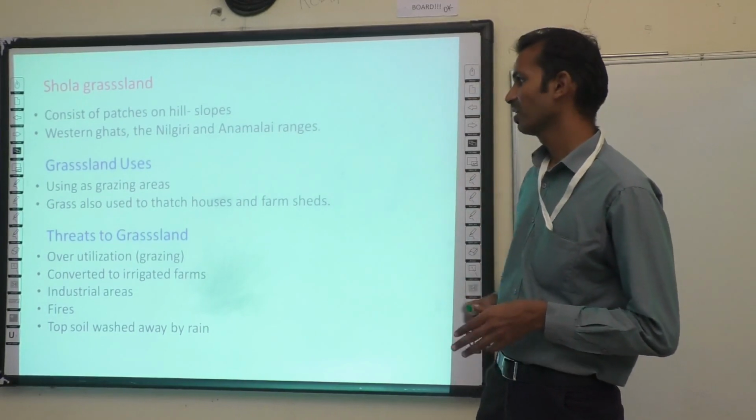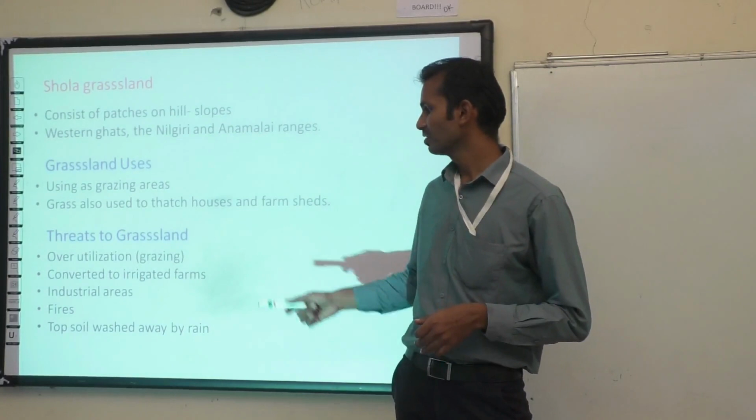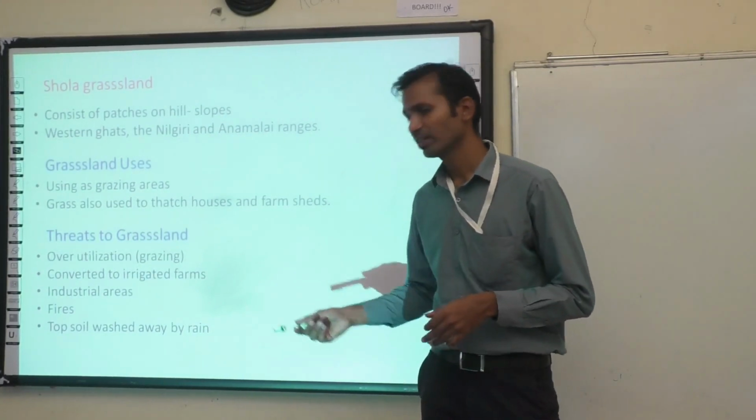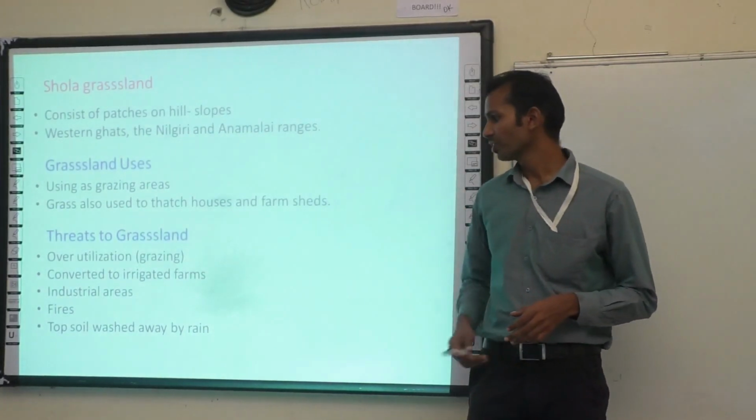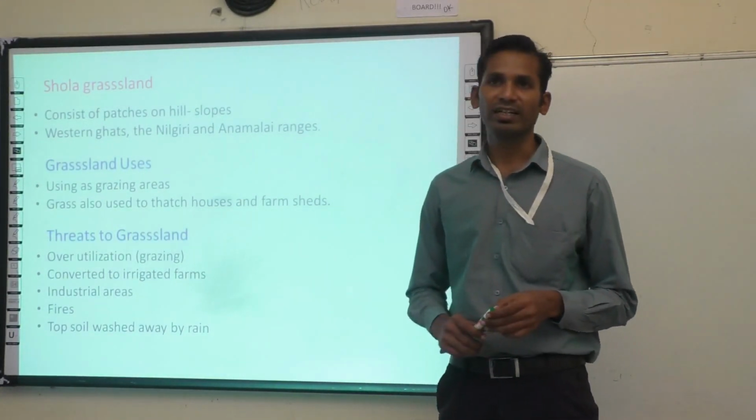The major threats are overgrazing, overutilization, conversion to irrigated farmland, industrial areas, fires, forest fires, and topsoil washed away. So these are the major threats to the grasslands.